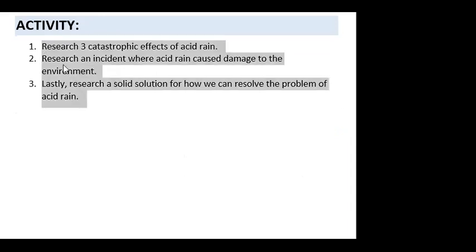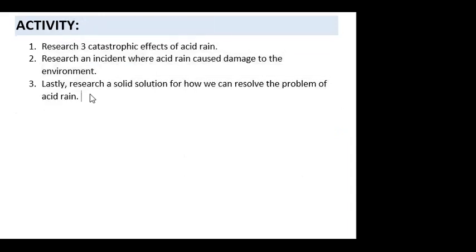Okay, so what you guys need to do for homework is number 1, research 3 catastrophic effects of acid rain, right? Catastrophic is like a catastrophe, something horrible, a horrible event. Number 2, research an incident where acid rain caused damage to the environment. So use Google and go onto News 24, whatever, and check an incident where acid rain really damaged the environment. And guys, by the way, please don't drink rain. Whenever it rains, don't just drink rainwater straight from the sky.